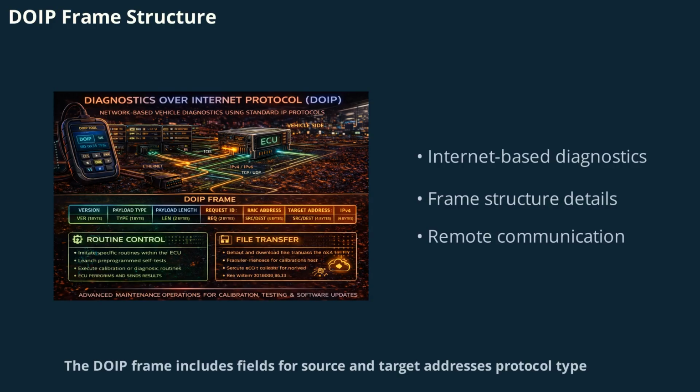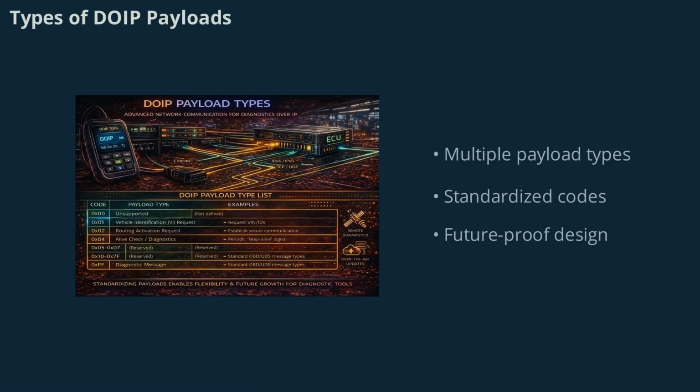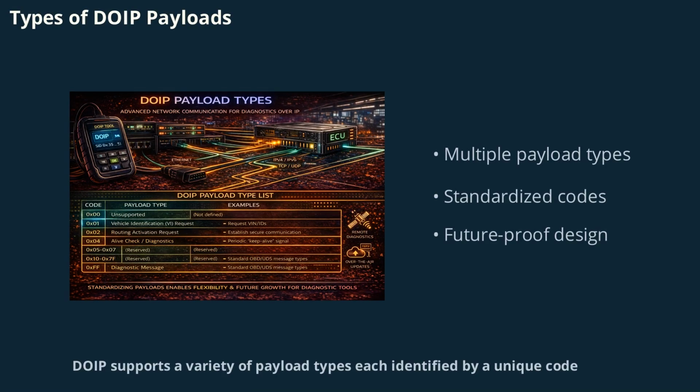Diagnostics over Internet Protocol, or DOIP, is a modern protocol that leverages standard network technologies for vehicle diagnostics. The DOIP frame includes fields for source and target addresses, protocol type, payload length, and version. This structure enables efficient and scalable communication between diagnostic tools and vehicle ECUs, supporting advanced features like remote diagnostics and over-the-air updates.